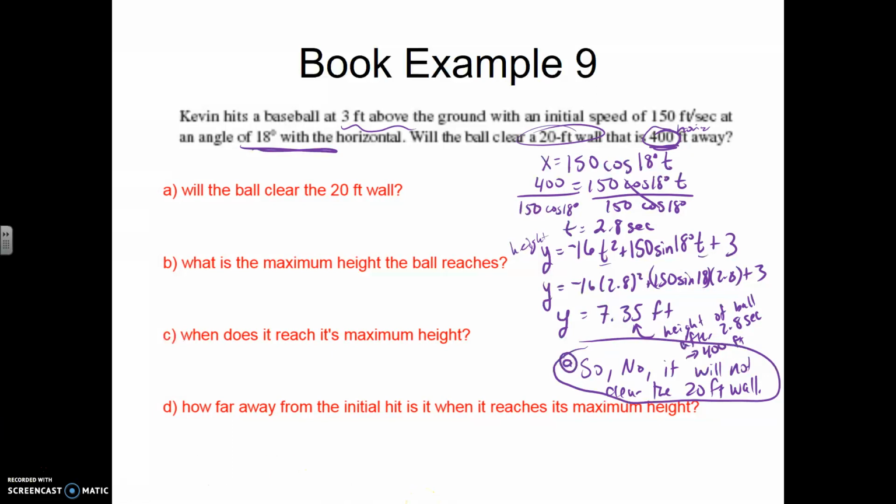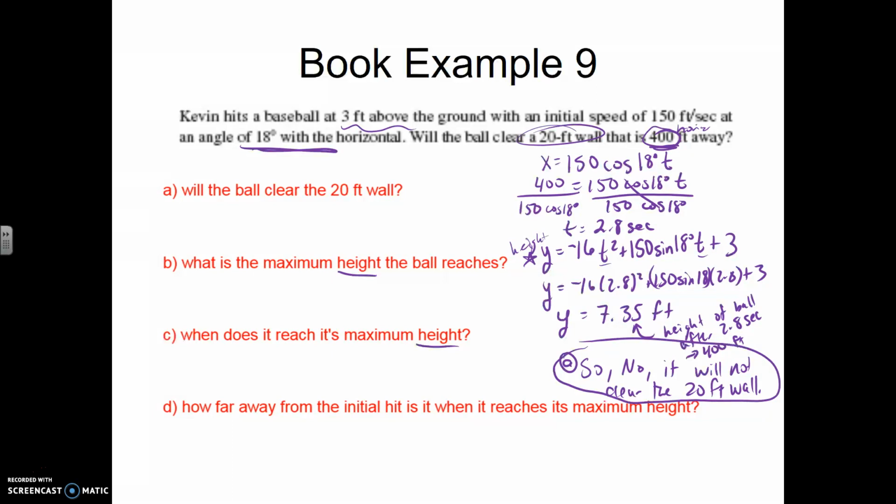Okay, so now that we answered question A, which is the big picture type question we want to be able to answer with these, we're going to go on to B, C, and D. B and C are actually a review of something we've done before. They ask, what is the max height and when does the ball reach its max height? Since both of those have the word height in them, I know that I'm going to use the y equation. And then I remember what we worked on before.